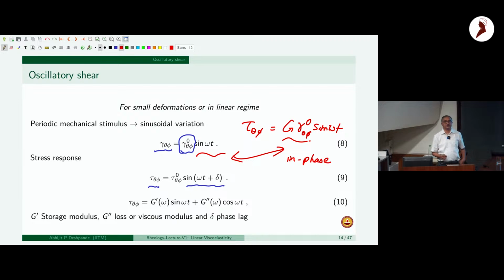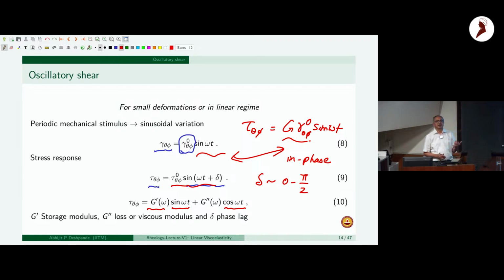And for a Newtonian fluid, they will be out of phase because the stress is proportional to the derivative of strain, the strain rate. So there is a pi by 2 phase lag between the stress and strain signal. So for a general viscoelastic fluid, delta will be from 0 to pi by 2, 0 signifying elastic, pi by 2 signifying viscous. And therefore I can write the stress as a term in phase with strain and a term out of phase with strain.